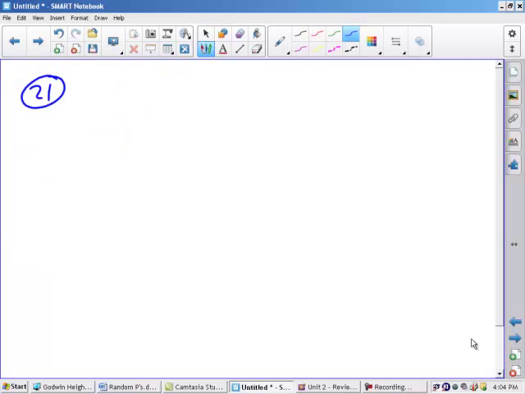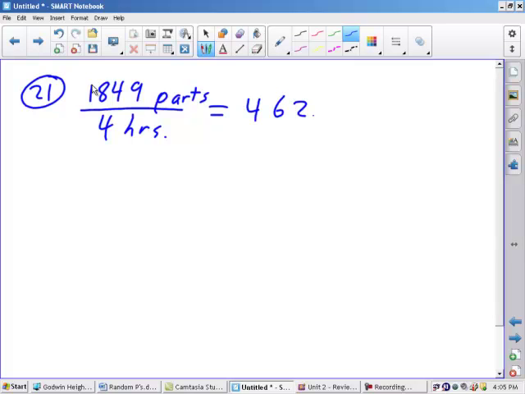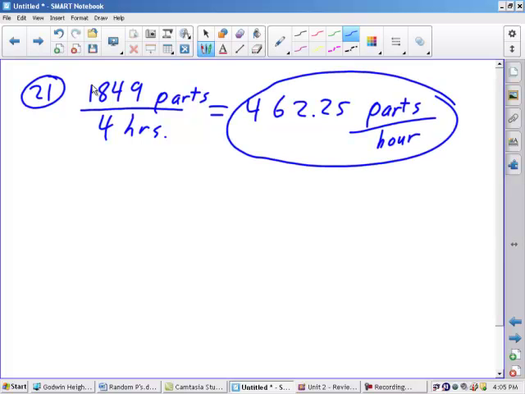Okay, 21, you can read it on your own, but 21 on your review says, at an automobile factory, 1,849 parts are made in 4 hours. So parts and that number of hours. That's the rate right now. What is the average rate, or we sometimes call it the unit rate, if it's made per hour? All I need to do is divide 1,849 divided by 4, and what you will get is 462.25, and we'll call that 462.25 parts per hour. And you're done. That's just how to get a unit rate.